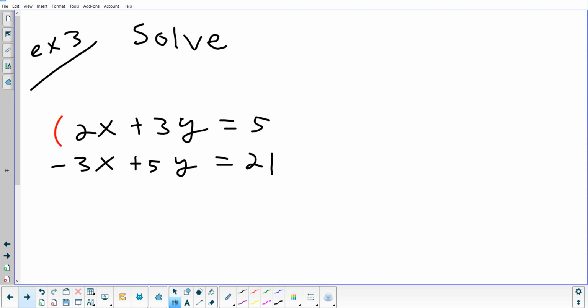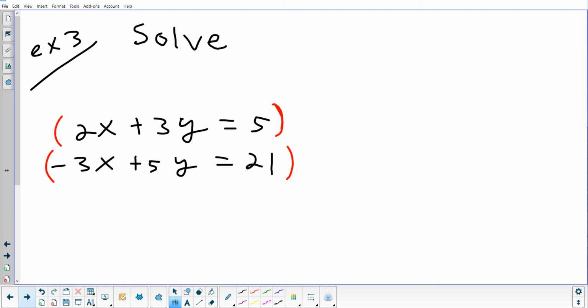So what could we multiply with, or actually, no, let's think of it this way. What's the least common multiple between 2 and 3? 6. So that's going to be the goal here. You want to have one of the x's be a 6, and you want the other one to be a negative 6. What could you multiply the top equation by to make that happen?